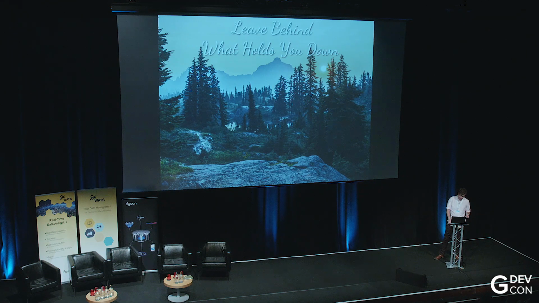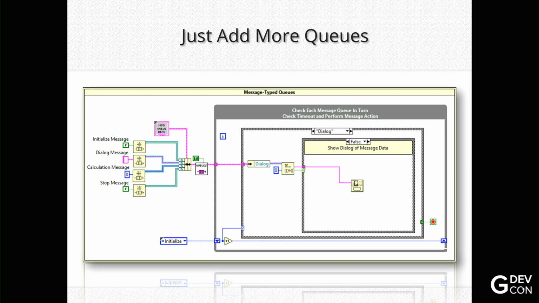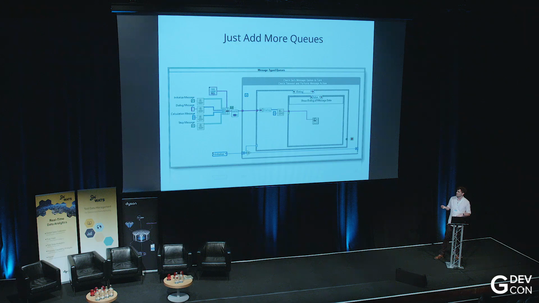So if you want to really tackle this head on, if the problem is that a queue can only take one type of data, well, try just adding more queues. If you create a queue for every message type, which we're doing on the left, you can just bundle them together and handle them as a big cluster. It's quite easy. The problem is the other end, when we come to dequeuing.